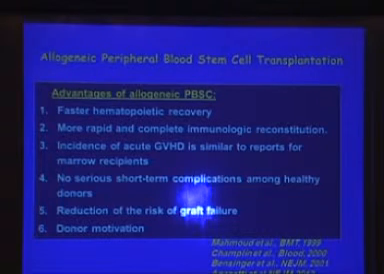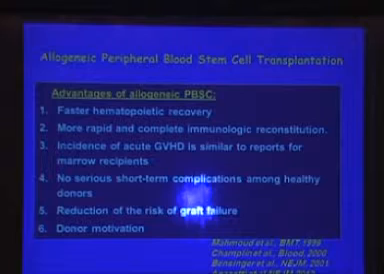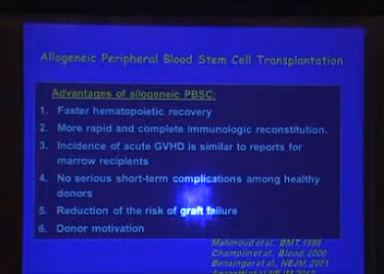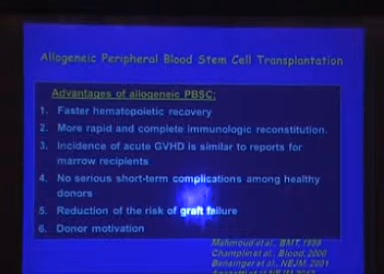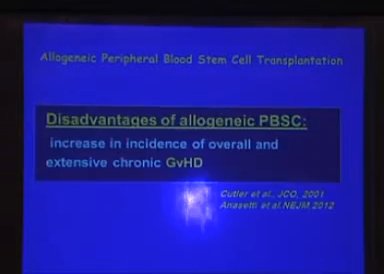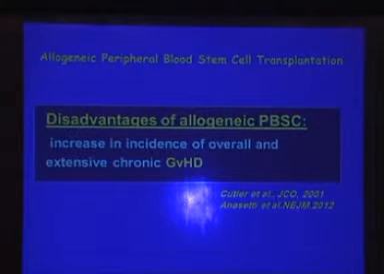Again, there is a definite reduction in the risk of graft failure, which is quite important in the setup of beta thalassemia. And lastly, as I just said, better donor motivation. But peripheral blood stem cell transplantation has definitely been coupled with an increased incidence of overall and extensive chronic graft versus host disease.